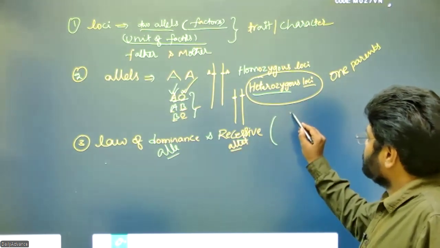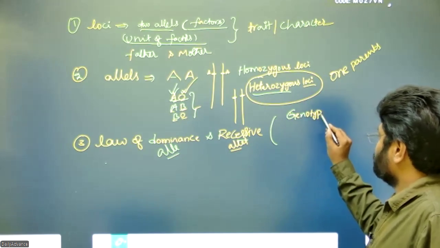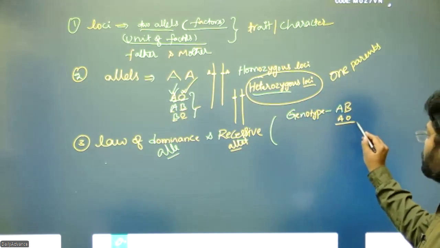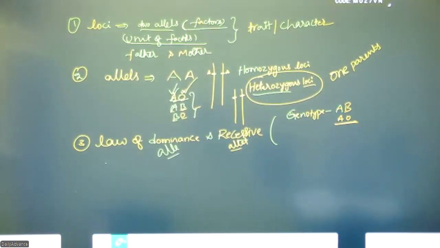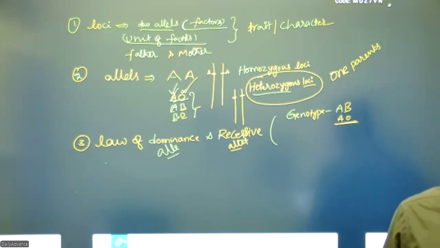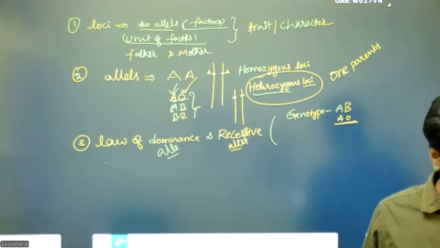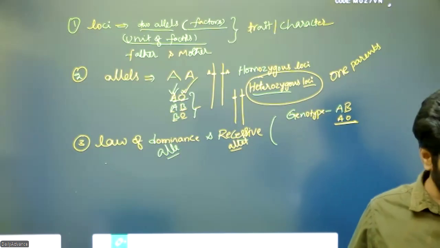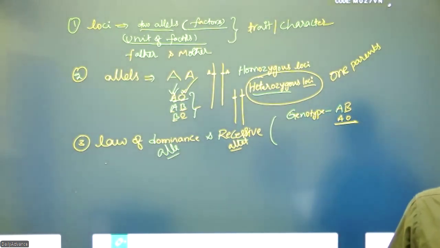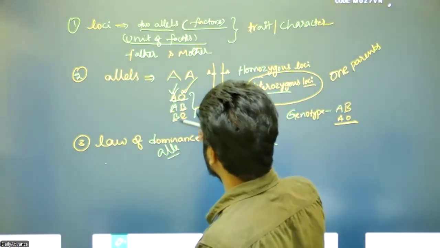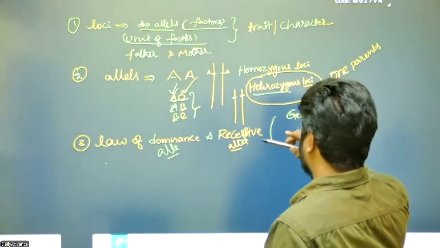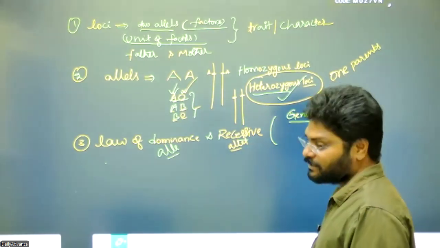So genotype-wise, the individual has genotype AB or AO. That means the individual contains both alleles, or both factors. But the problem is only one allele's function is expressed, and the other allele's function is suppressed. Theoretically, if we observe, both genes are present in the individual, yet only one parent's gene is expressed and the other parent's gene is suppressed. That is the heterozygous locus, with a dominant allele and a recessive allele.